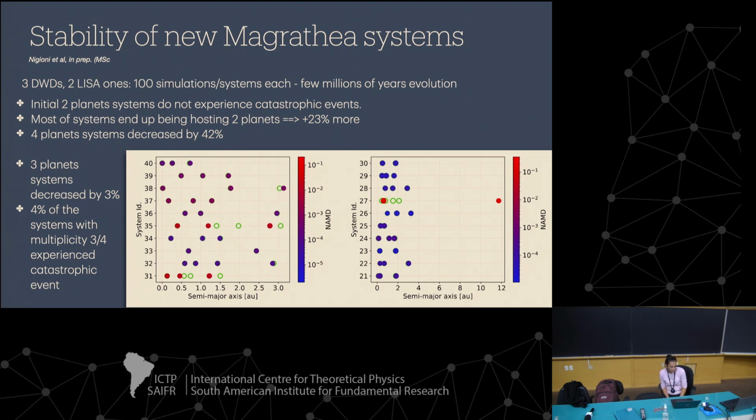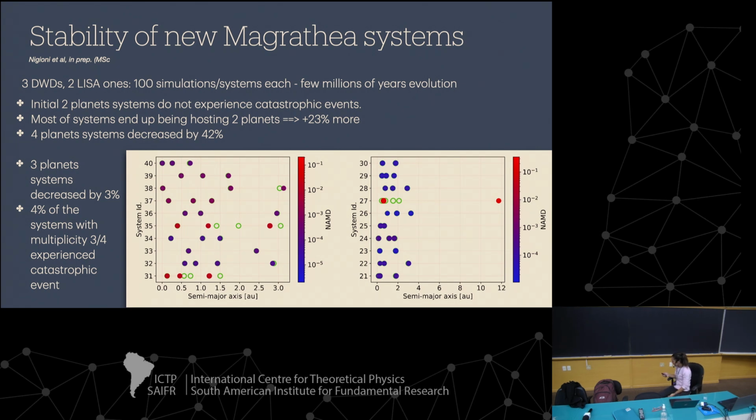What we found is that most of the multiplanetary systems had four or three planets at the beginning. There was chaos, and they were losing planets and remaining with two planets. The ones with two planets basically never changed, nothing happened. It was a very quiet evolution. So in the end, at the end of the simulation, we have an increase of 23% more systems with just two planets.